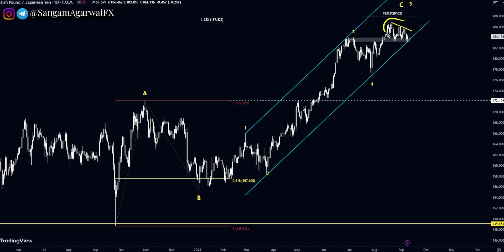Then GBPJPY daily time frame, price is testing the lower trend line of this channel. It is again testing this horizontal support zone. So if this support clearly breaks out with the trend line, then you can easily sell. But price is still below the fib projection level. So if this chart pattern breakout comes, then you can sell on this 187.823 level.